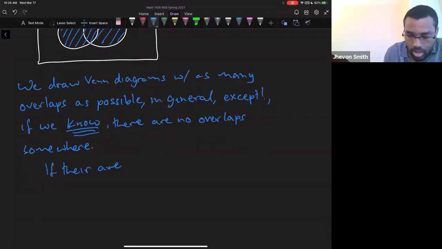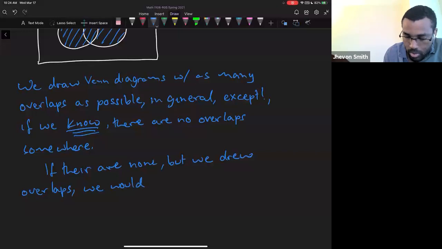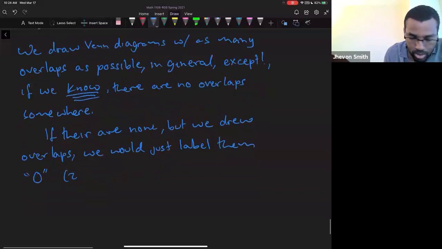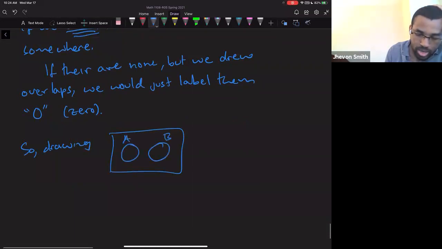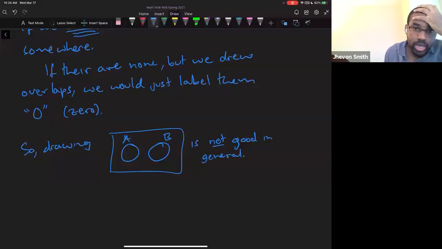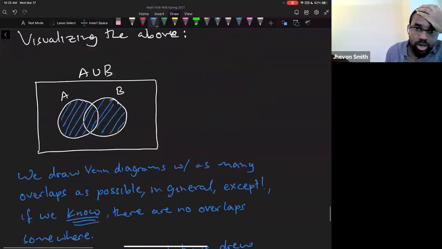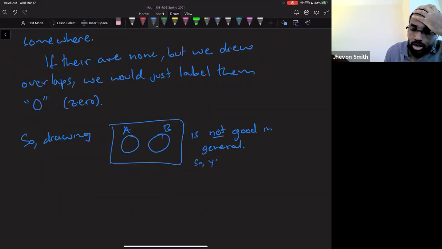If there are none, but we drew overlaps, it's not a problem. We would just label them like 0 to say there's nothing in this overlap, even though I drew it. So drawing my A and my B circles completely separate, not overlapping, is not good in general. Because if there is an overlap, you won't be able to represent it on your Venn diagram. But if there isn't an overlap, either one will work. So you must know A and B are disjoint to do this.